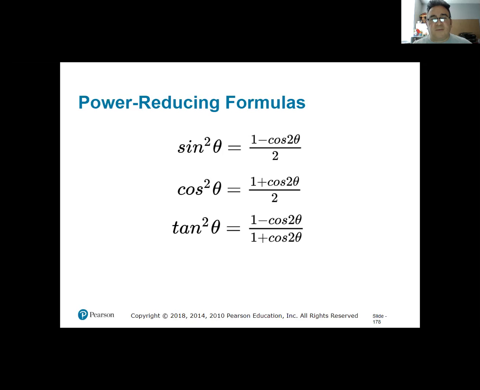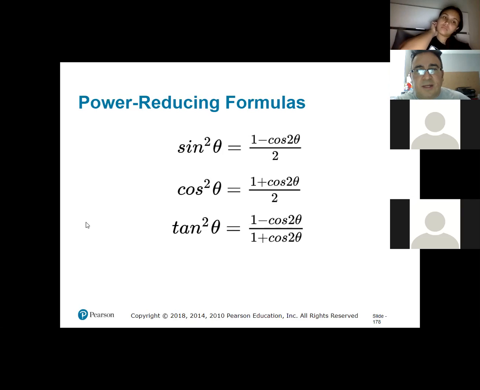Very good. And if you think of this one, tangent is sine over cosine, right? So what happens to my denominators in the other two formulas? They just drop out. This 2 here and this 2 here cancel each other out, so they go away. So I'll give you a minute to write those down. Give me a thumbs up when you're ready, and then we'll continue on.